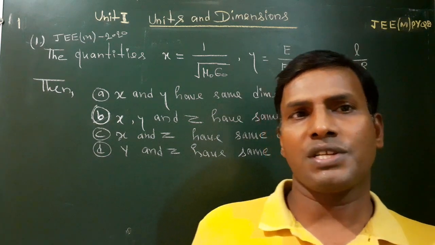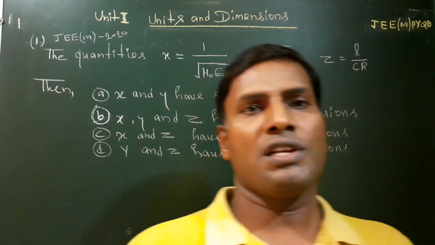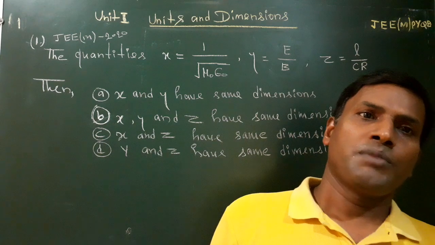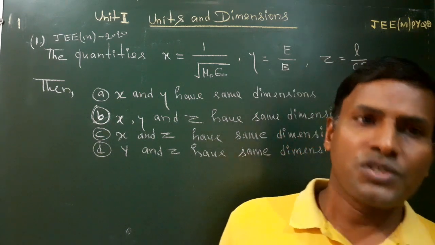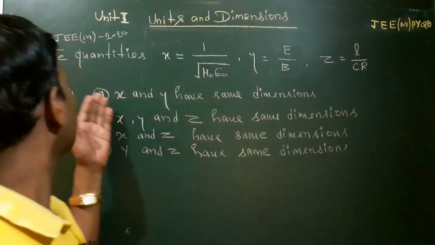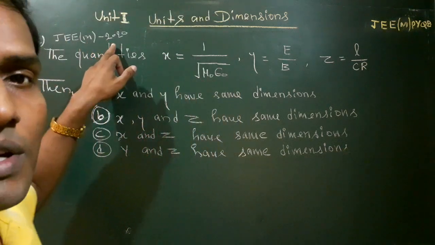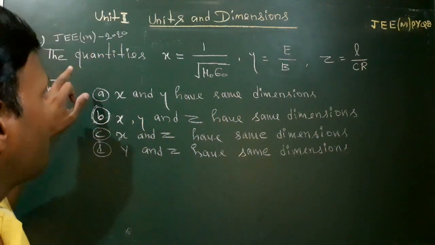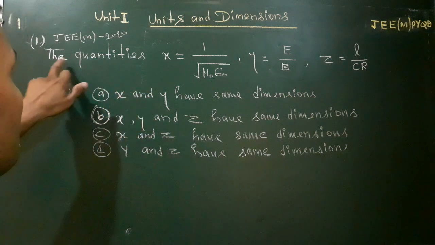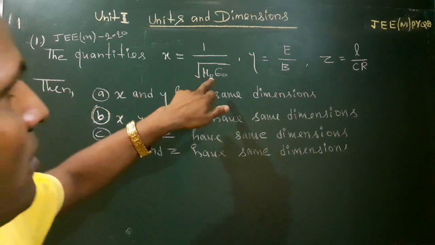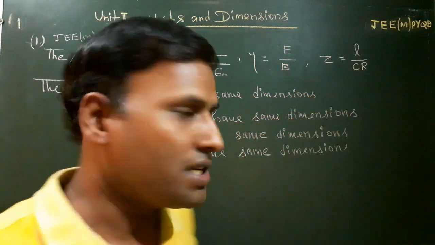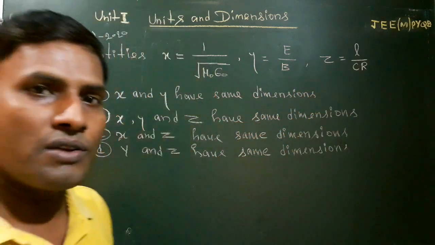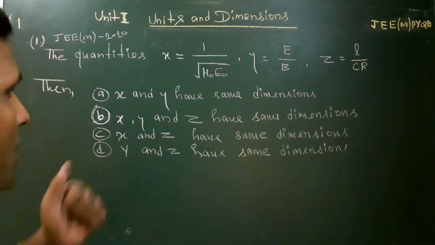So this is the first unit, and in this unit we will discuss previous problems based on units and dimensions. See here, this question was asked in 2020, and it is based on units and dimensions. The quantities are x equal to 1 by root of mu naught epsilon naught, y equal to E by B, and z equal to L by CR. We have four options, and we have to select which option is correct.